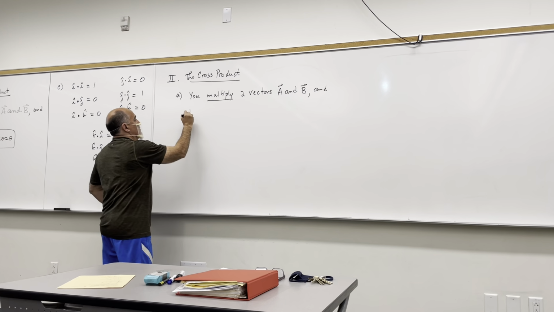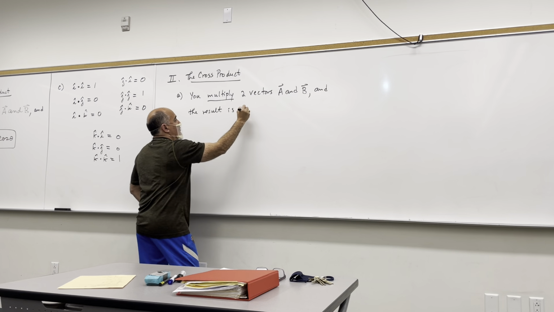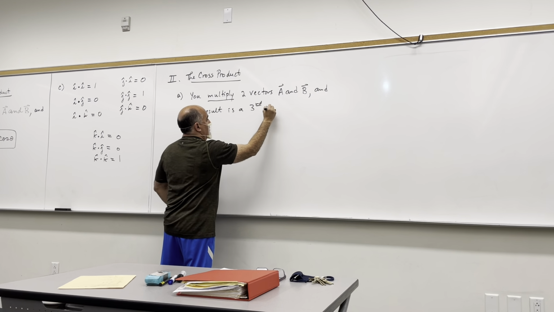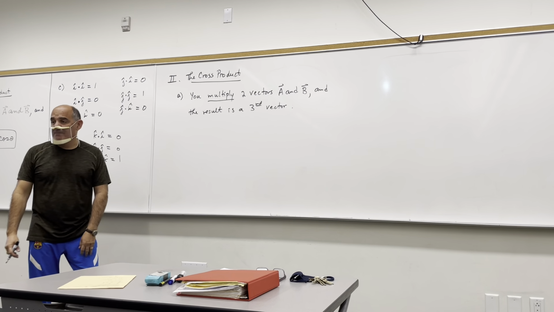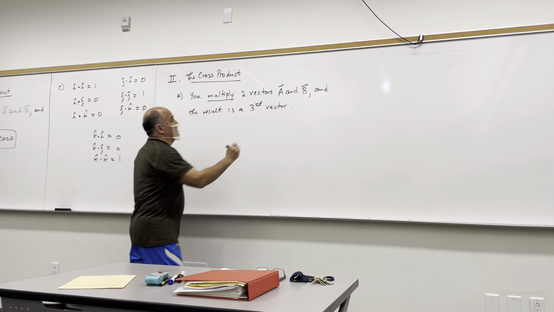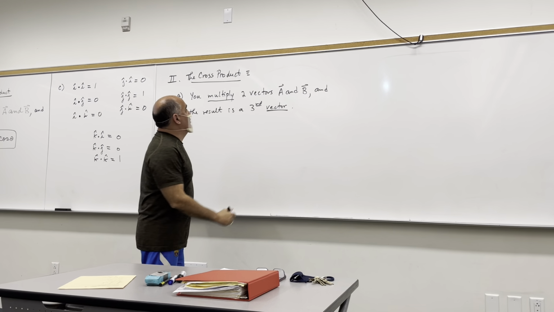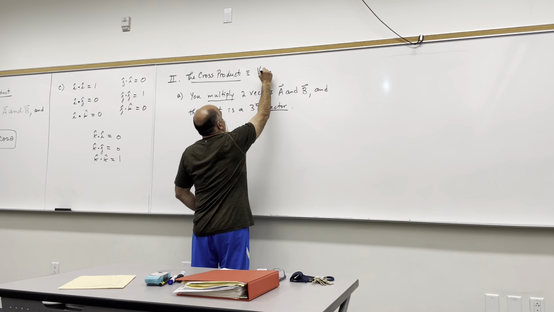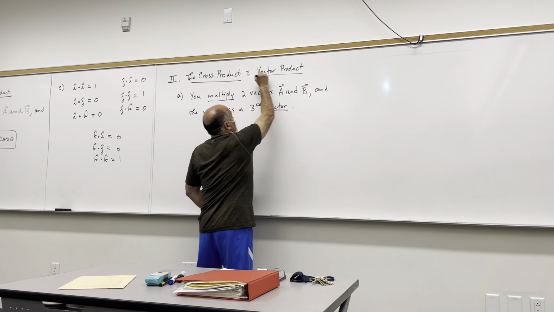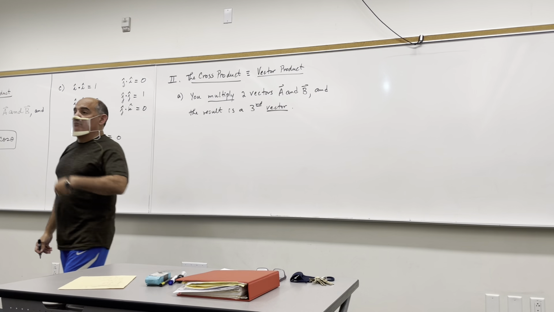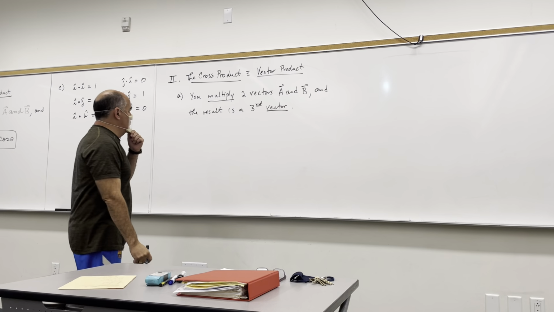The result is a third vector. In other words, another vector different from A and different from B. So because the result is another vector, this type of vector multiplication is also called a vector product. Not because you're multiplying two vectors, but because the result of that operation is a vector.